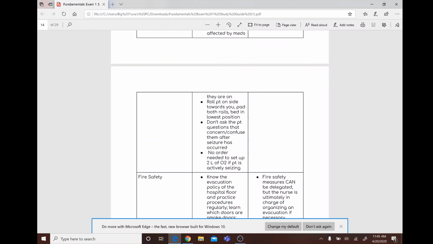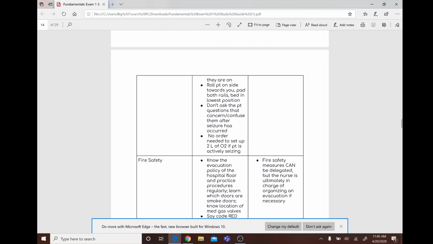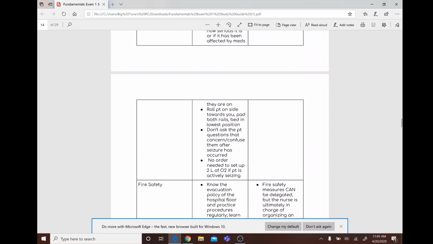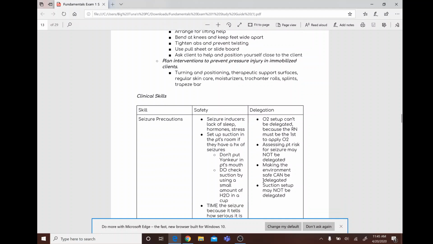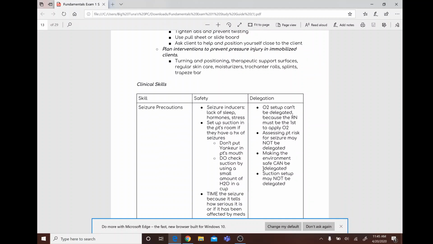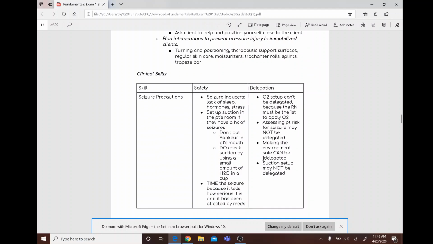What are we not going to do after the seizure is over? No questions that concern or confuse them after the seizure has occurred. And then if we need oxygen, how much can we set up without having an order? 2 liters. Can we delegate seizure precautions? Yeah, but the RN must be the first to apply the oxygen.